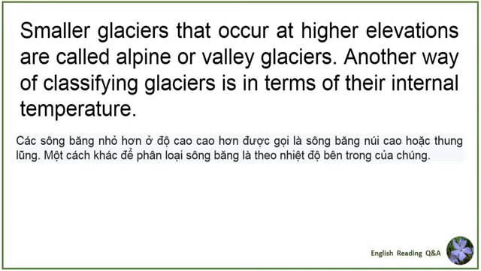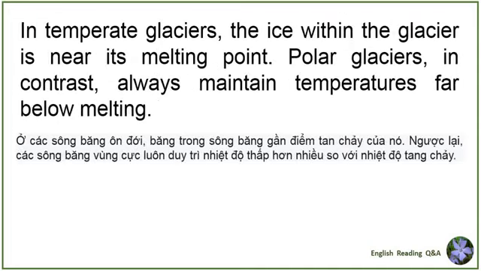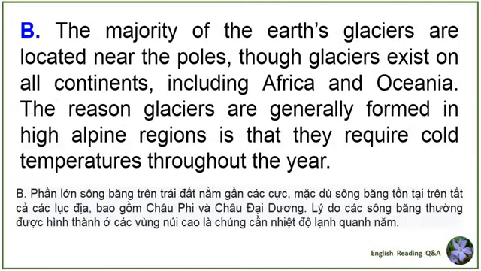Another way of classifying glaciers is in terms of their internal temperature. In temperate glaciers, the ice within the glacier is near its melting point. Polar glaciers, in contrast, always maintain temperatures far below melting. The majority of the Earth's glaciers are located near the poles, though glaciers exist on all continents, including Africa and Oceania. The reason glaciers are generally formed in high alpine regions is that they require cold temperatures throughout the year.